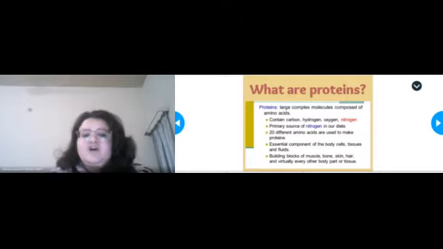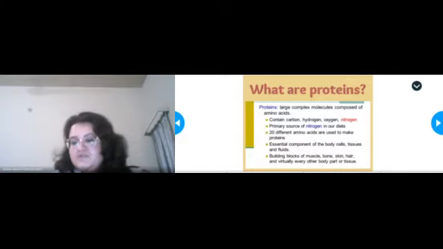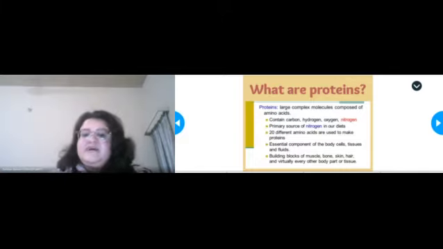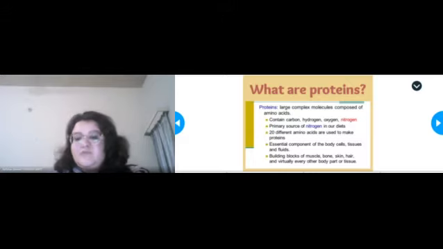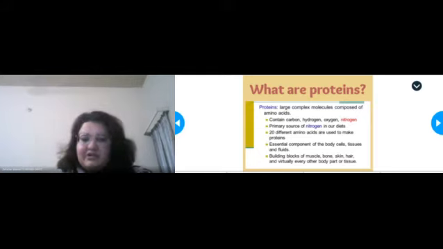Now, building blocks of bones, muscles, hair, skin, and virtually every other body part. Okay, so proteins are the basic structural component present in our body and our tissues. All right, they are present in muscles, they are present in bones, they are present in skin, in hair, in nails. All right, every part of your body contains proteins. Okay, so proteins are very important.